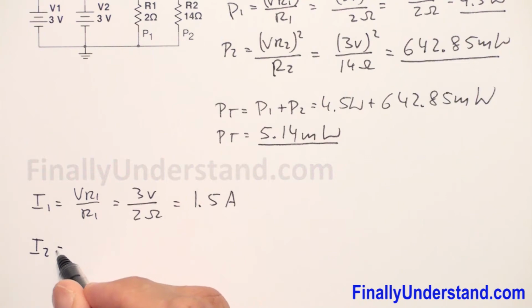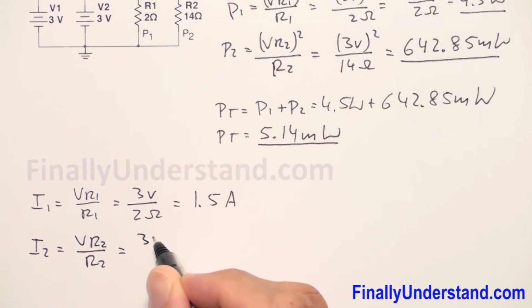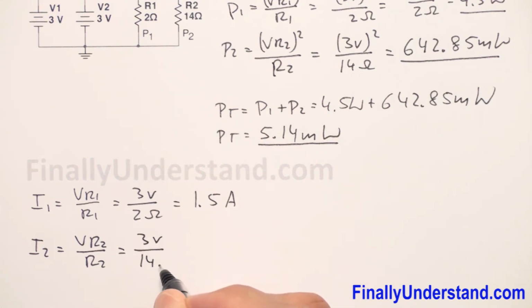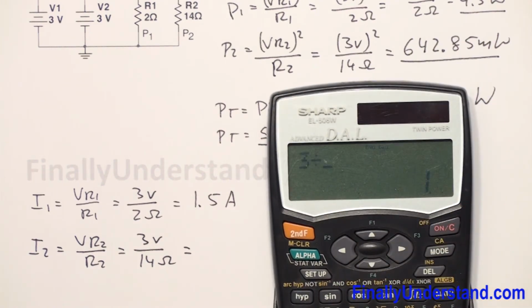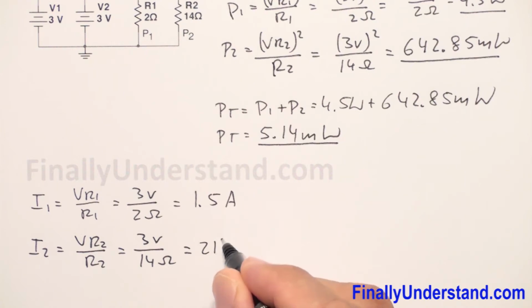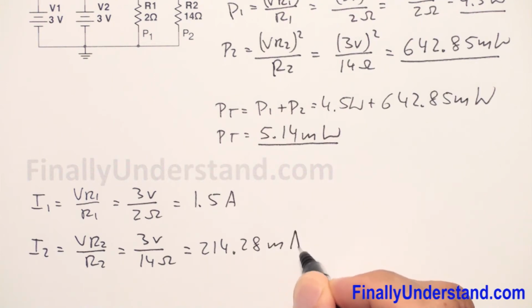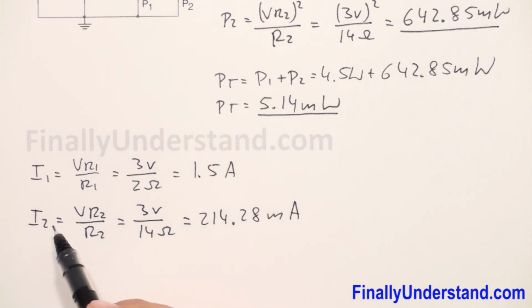Okay, and we have I2 is equal VR2 over R2. So I have 3 volts divided by 14 ohms. This is equal 3 divided by 14 equals 214.28 milliamps. Okay, so this is the current which goes through resistor R2.